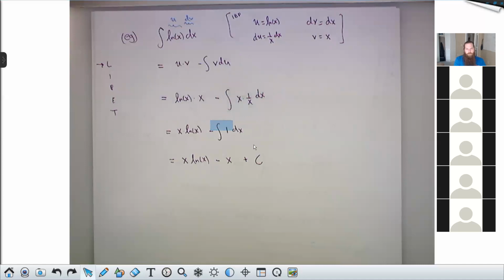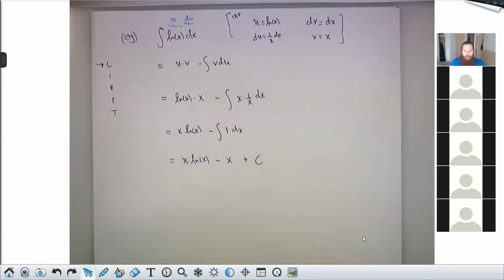The x's cancel, right? X times 1 over x, just like 2 times 1/2 or 3 times 1/3, those are all 1. So this is the integral of 1, which is just x. So we get x ln x minus the integral of 1 dx, which is x ln x minus x. And then I slap on my plus c here because I'm done with all the integrals.